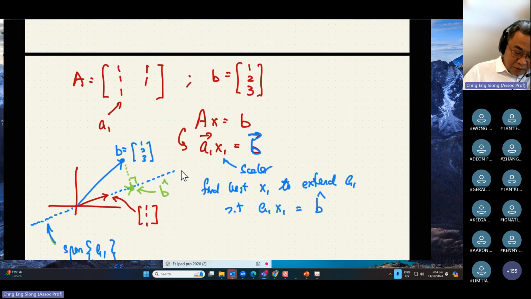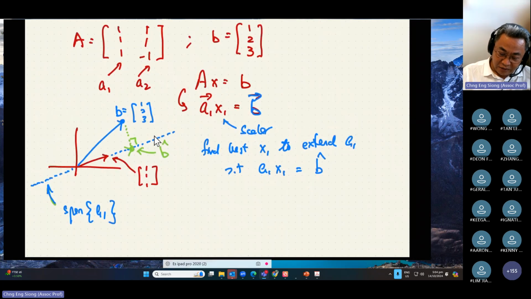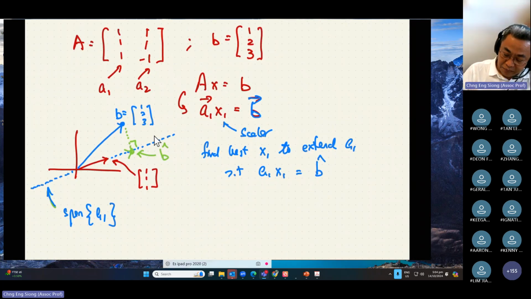What number do you think I will put here, in this little box? 0? Yeah, 0 is okay, but I'm going to try -1. Now, are A1 and A2 lying on the same line? No, because A1 and A2 are independent. Okay, they are independent, and therefore now I can do a lot of things. So let's try.